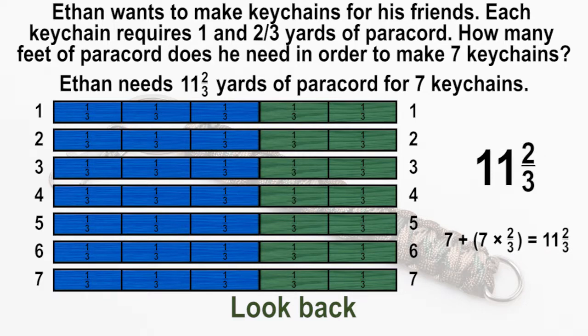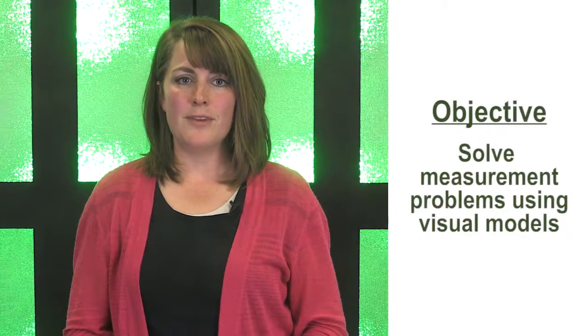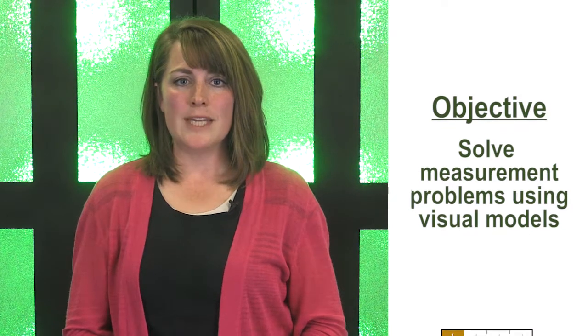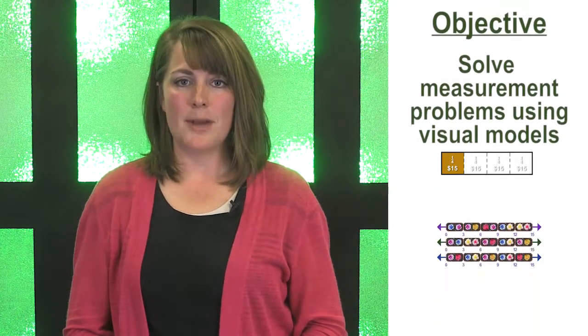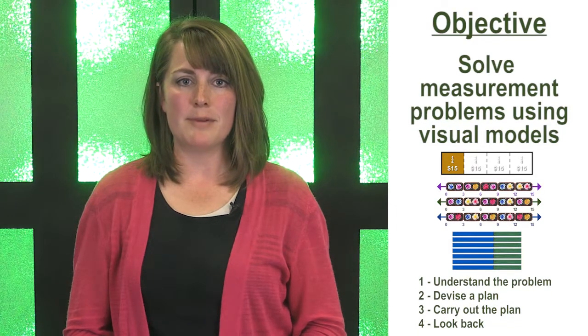Give your child the opportunity to solve a variety of measurement problems and encourage them to experiment with different ways of modeling them. The objective for this lesson was to solve measurement problems using visual models. We did this by using a bar model, number line, and Cuisenaire rods to solve word problems along with the following problem-solving steps.